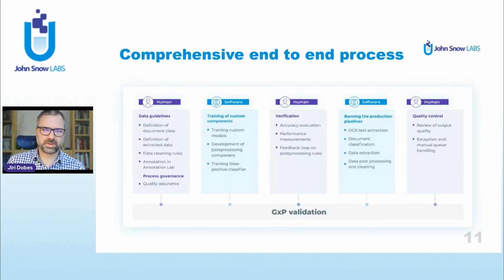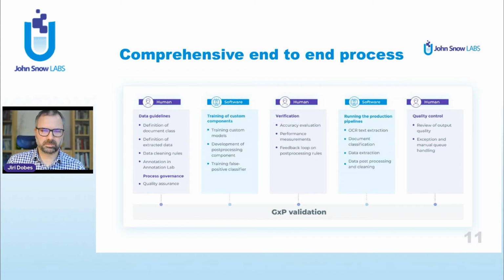There is a number of steps. Some of them are performed more by humans, and some of them are performed rather by software. I will walk you through all the steps. In the beginning, you need to define each artifact, so each class of documents. You need to define how exactly information is extracted, what the post-processing rules are, and also you need to define, in terms of process, in terms of quality assurance, how you will be checking quality, etc.